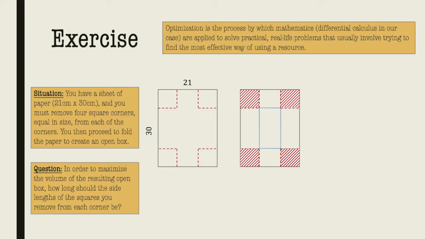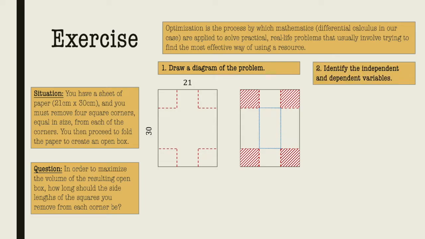This is generally the first step in solving these kinds of optimization problems. It is recommended to draw diagrams to help your mind visualize the problem. The second step is to identify the independent and dependent variables, that is, the thing we are changing and the thing we are trying to calculate to find the answer to our problem. For that, we must reread the question. In order to maximize the volume of the resulting open box, how long should the lengths of the squares you remove from each corner be?